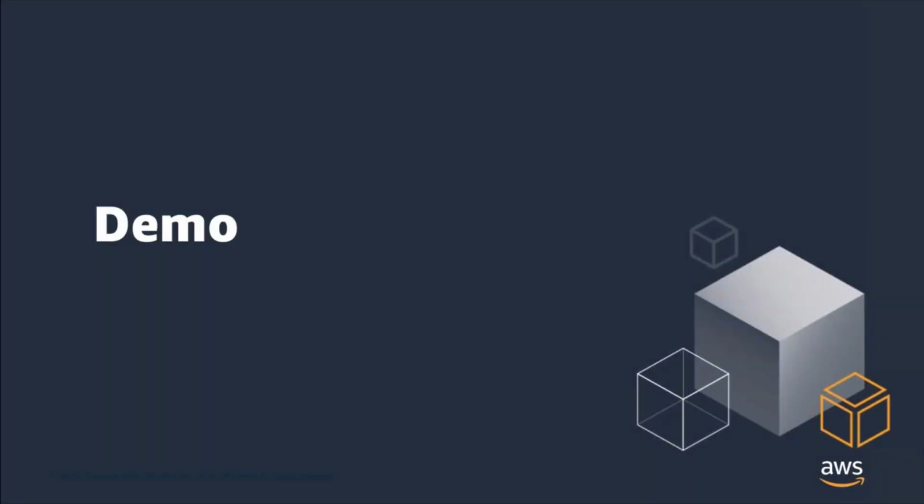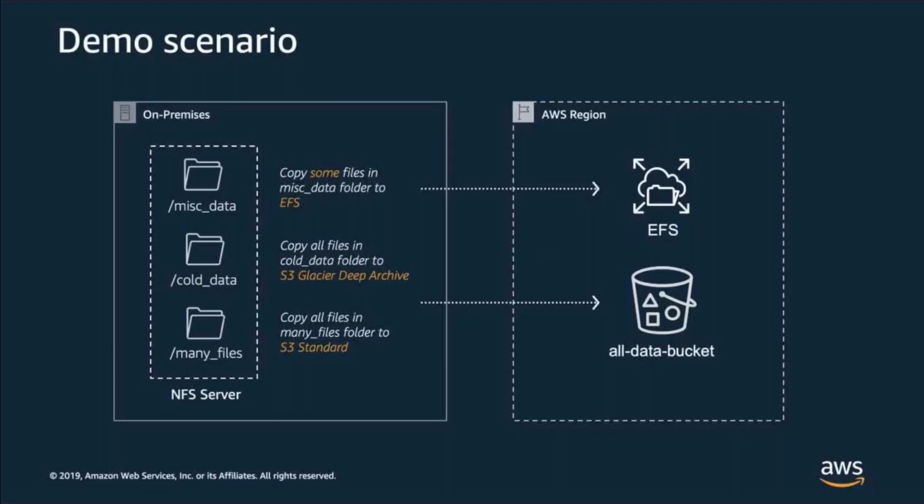So with that, let's jump into our demo. And for our demo scenario today, what I have is I have an NFS server. And within that NFS server, I have 3 folders. I have a miscellaneous data folder, I have a cold data folder, and I have a folder called many files. Now the data that's in the miscellaneous data folder, some of it I want to copy up into the cloud, some of it I don't want to copy. But I want the data to go into EFS because I have applications running in AWS that need a file system to talk to. And they want to talk to this miscellaneous data.